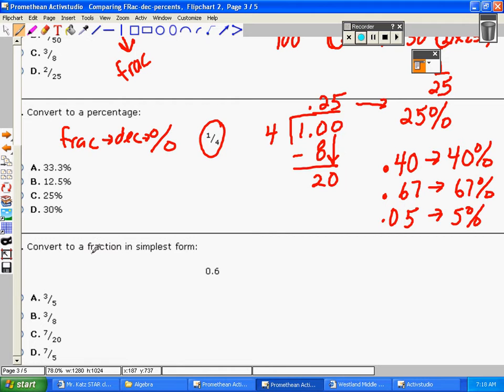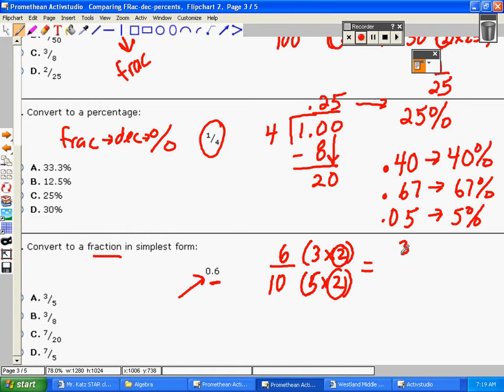Next one, convert to a fraction. So right now we have a decimal. We want to go to a fraction. So remember, we're just going to read what place it's in. That's in the tenths place. So 6 tenths, and then we're just going to reduce it. You could divide by 2 because they have a common factor, and you get 3/5.